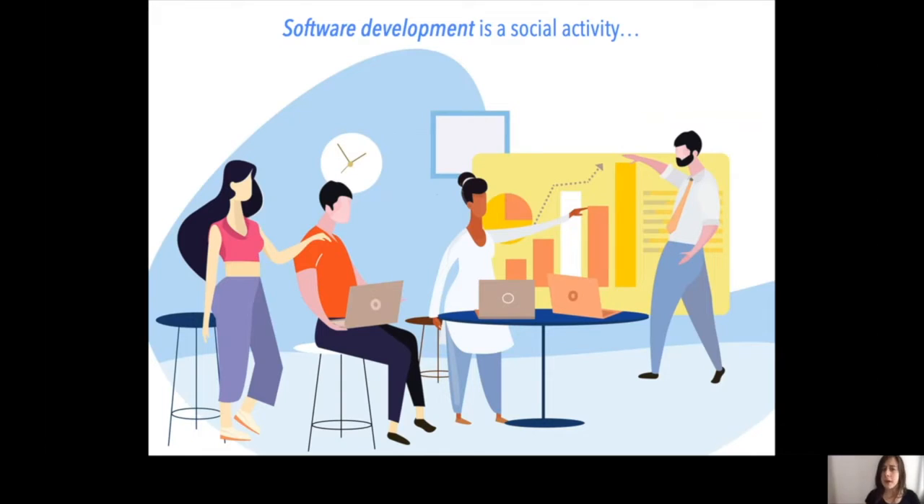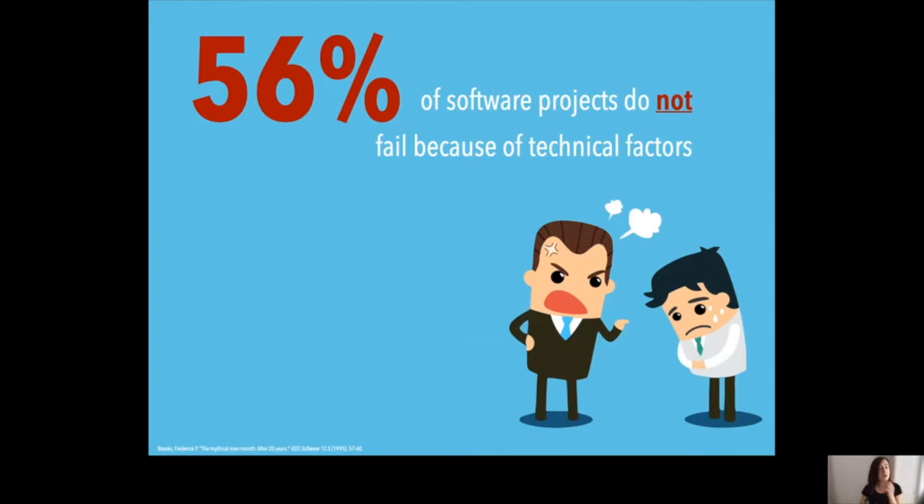As you know, software development is a social activity. So the way developers communicate and collaborate with each other could affect software quality. For this reason, software companies continuously fight with issues related to human resources. As proof of this, we know that 56% of software projects do not fail because of technical factors.